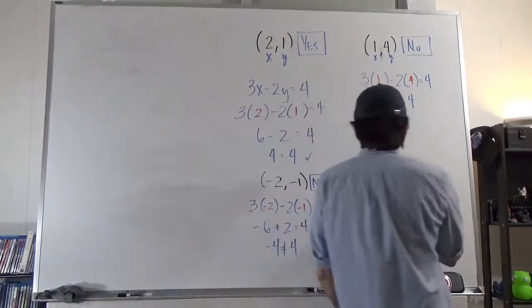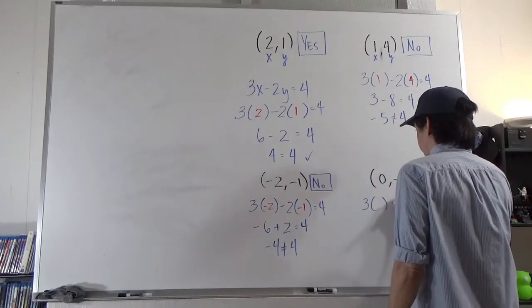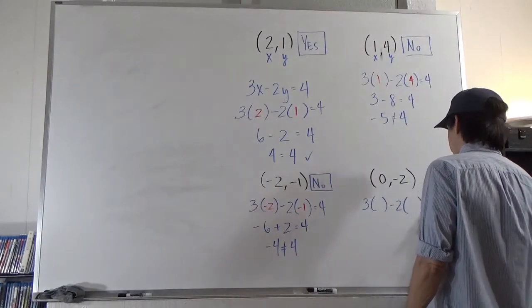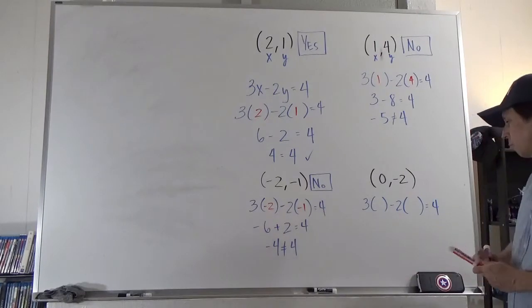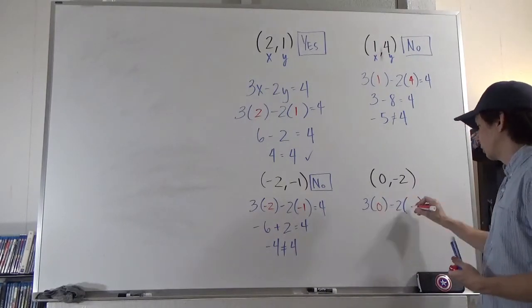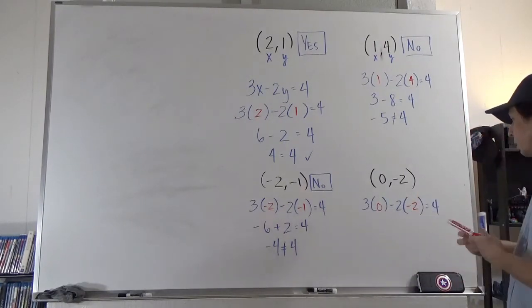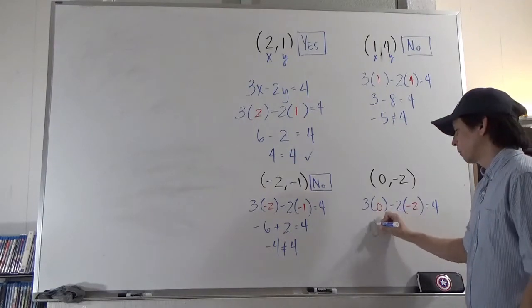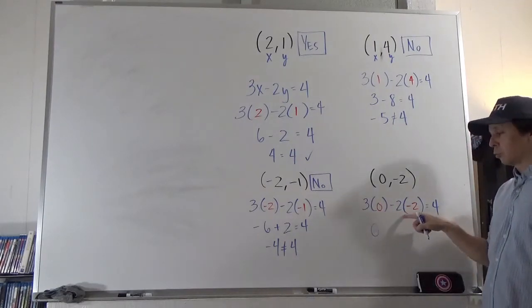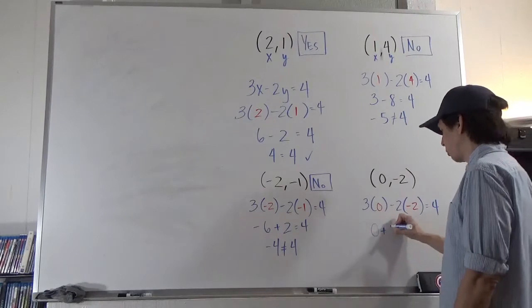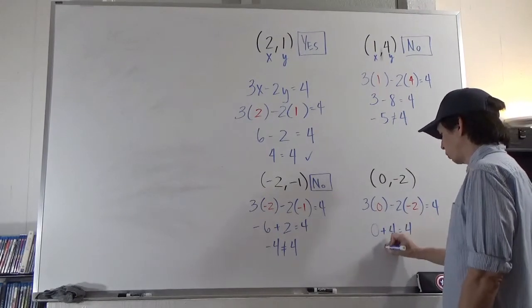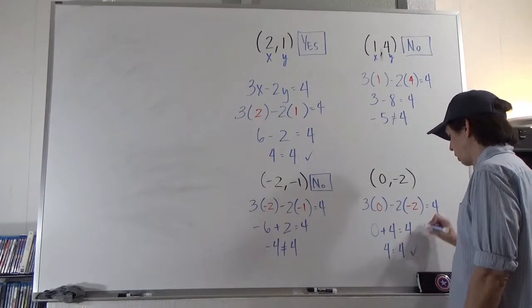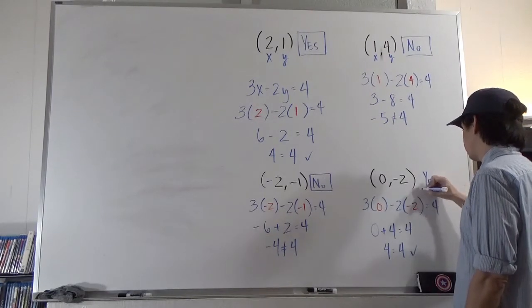Last one, 0, -2. Zero for x, -2 for y. 3 times 0 is 0. Here I have two negatives. -2 times -2, essentially it's going to give me a +4. And so I'm going to get 4 is equal to 4. Check. That does work. That's a yes.